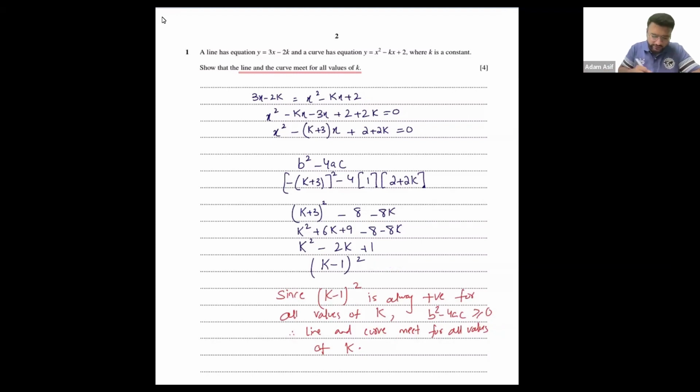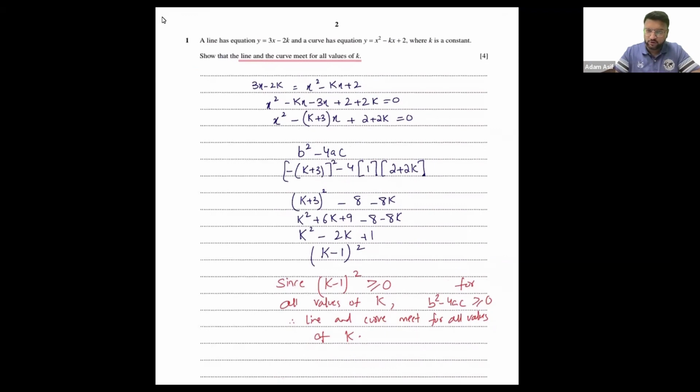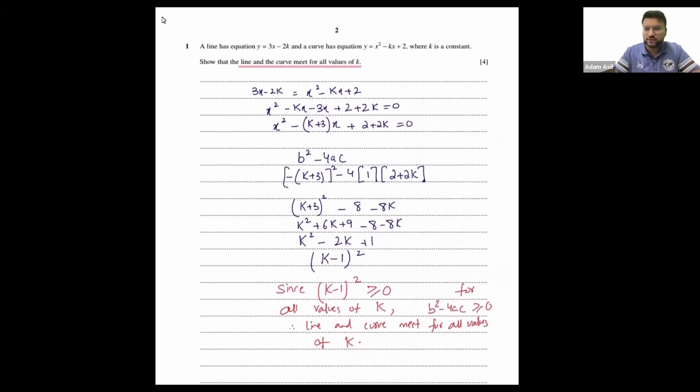Yes, you are right. Instead of writing always positive, I should write is 0 or greater than 0. I should have written this: greater than equal to 0 for all values of k. Therefore, b square minus 4ac is always greater than equal to 0. Hence, the line and the curve will always meet. We have to show that, which is why we haven't taken any sign over here. Okay, that is the working for the first question. Moving on, Rafi, if you have any questions, do let me know in the chat box.